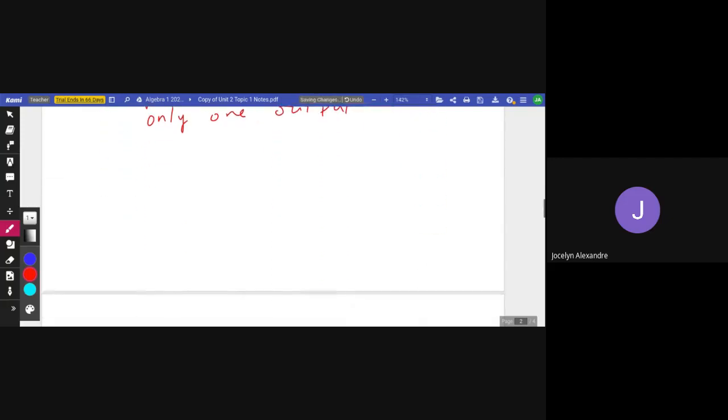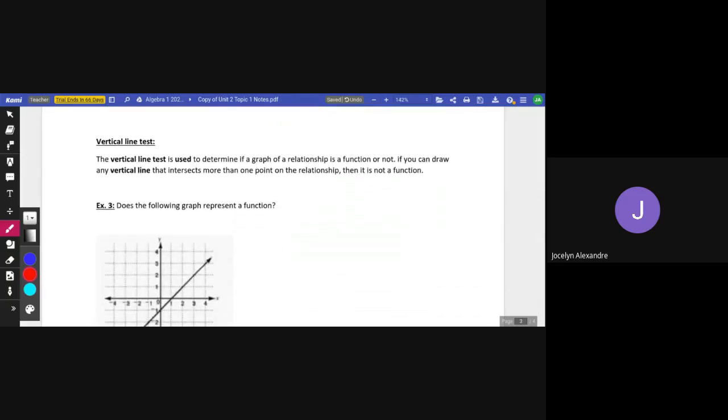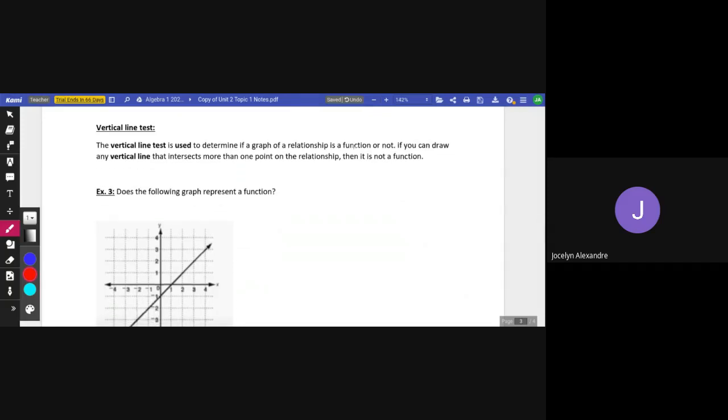All right, so let's move on to the vertical line test. So the vertical line test is used to determine if a graph of a relationship is a function or not. If you can draw any vertical line that intersects more than one point on the relationship, then it's not a function. Okay, so does the following graph represent a function?